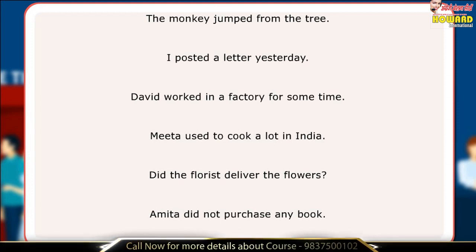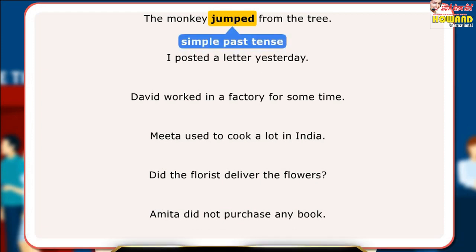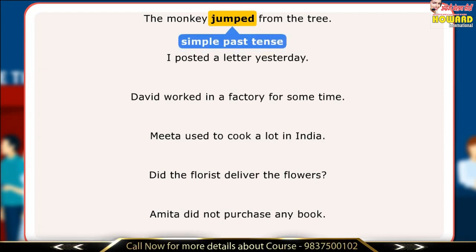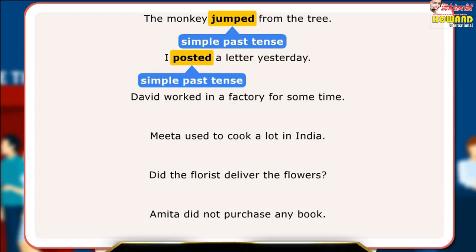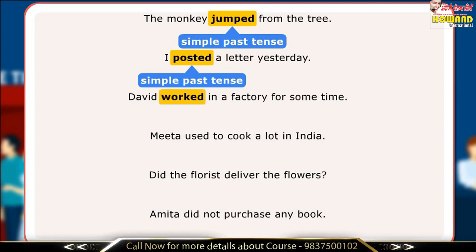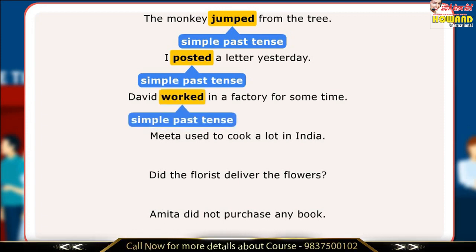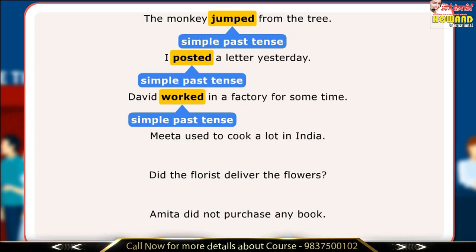In the first sentence, jumped is simple past tense, as it describes an action completed in the past. In the second sentence, posted is simple past tense, which describes an event which completed yesterday, a day which is over. In the third sentence, worked is simple past tense, which conveys an act that happened regularly in the past.